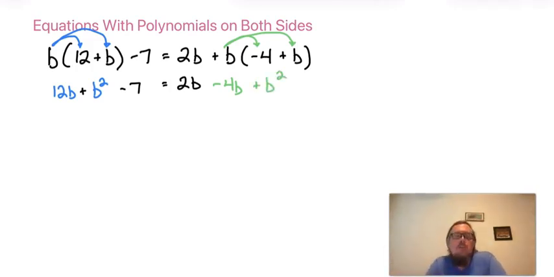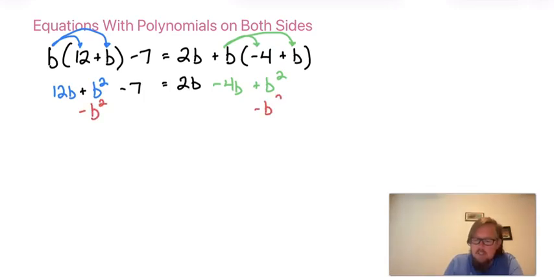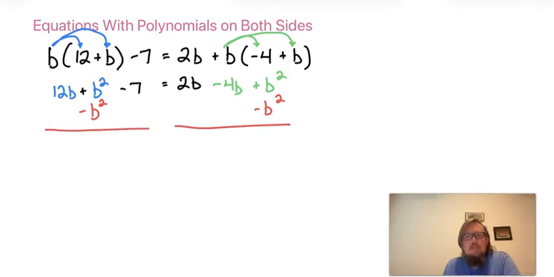Okay, so we've got our distributive property done, and now we're ready to get the b by itself. Now this is the first time we've tried to solve an equation where we have both a b and a b squared on both sides of the equal sign, but luckily for us, the b squared is going to take care of itself in the very first step, because if we subtract b squared on both sides of this equation as our very first step, the b squareds go away, because b squared minus b squared is 0.